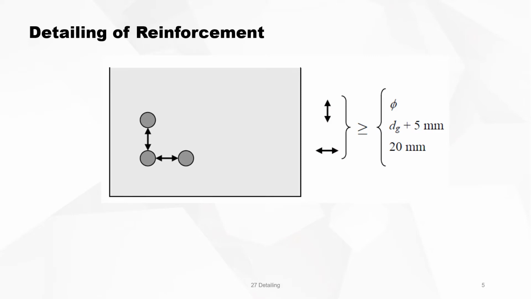When you have a cross-section and you put individual rebars in the cross-section, then the clear distance between two bars should be bigger than the diameter of the bar used, the maximum aggregate size plus 5 millimeters, or 20 millimeters. Now we will see that using rebars bigger than 32 millimeters is not recommended, and it's not commonly used.